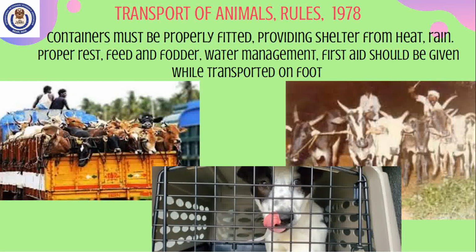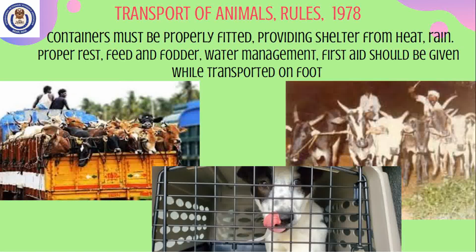So coming to the Transport of Animals Rules, 1978. This rule makes sure that the containers must be properly fitted, and the animal traveling in the container should be provided shelter from heat and rain, and should be given proper rest, feed and fodder. Water management and first aid should also be given while transported on foot. I guess it already gives you a gist of what this rule is. Basically, to make sure that the animals are not suffering or uncomfortable while they're being transported.